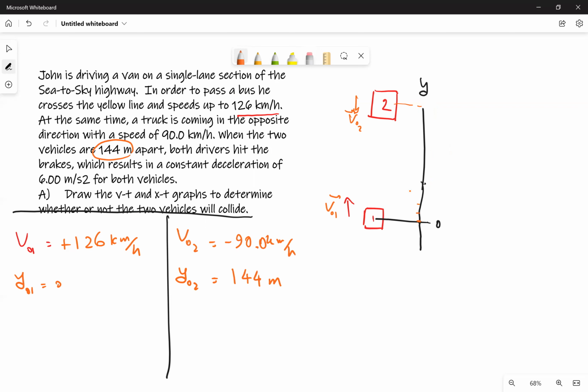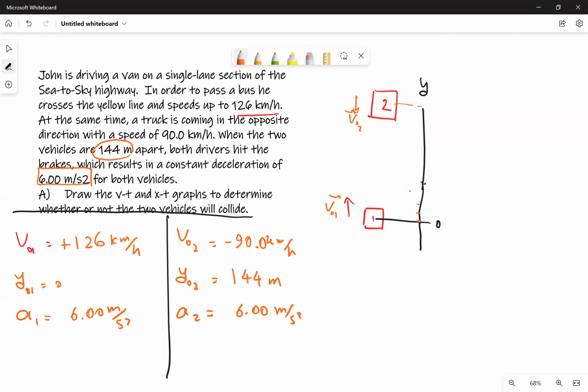once they see each other, they're going to put their foot on the brake and they're going to decelerate. They are going to decelerate with the same deceleration, 6.00 meters per second squared. Now I know A1 is going to be 6.00 meters per second squared, and A2 is going to be 6.00 meters per second squared. Do I need to give them a sign, positive or negative? Yes, of course I do.